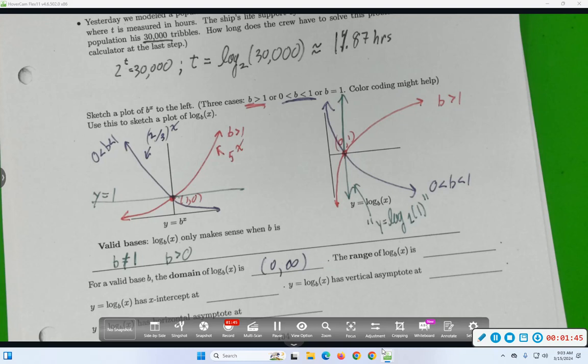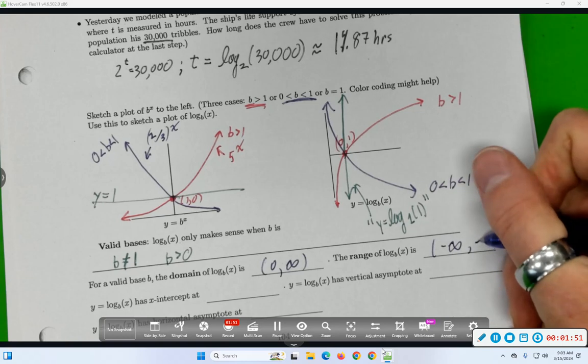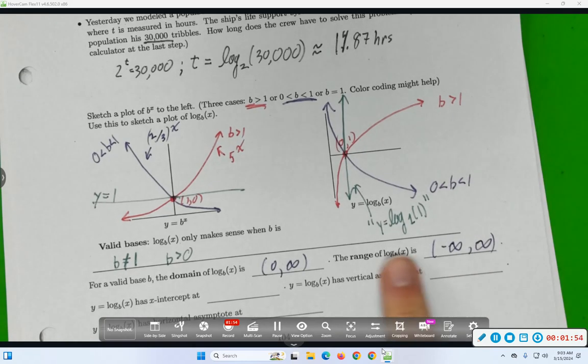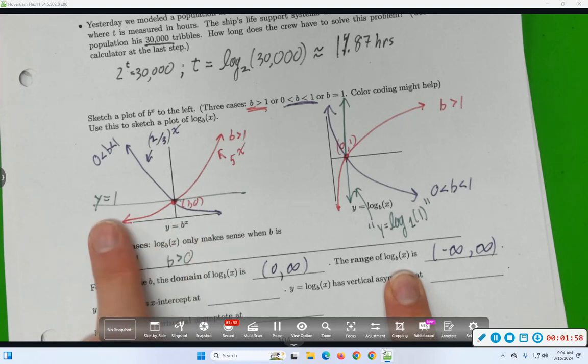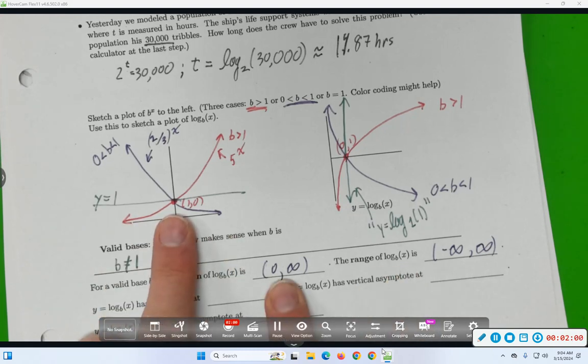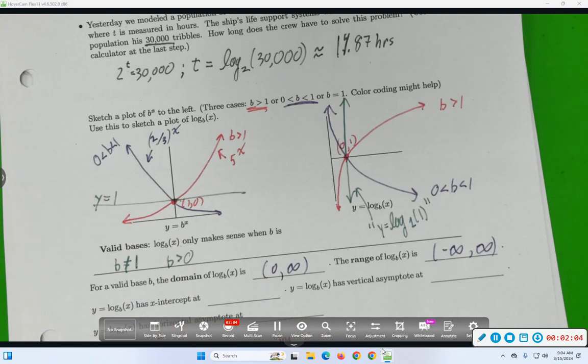What about the range? Everything. And that agrees, right? This range should be the same as the domain there. Yeah, you can put anything into an exponential. This domain should be the range there. Exponentials are positive, that's why the domain is only positive things. Feel good?